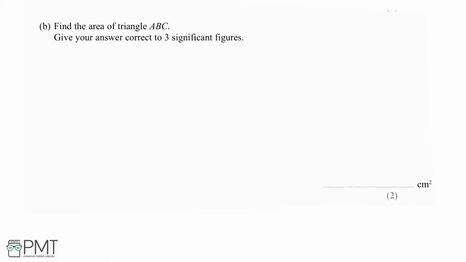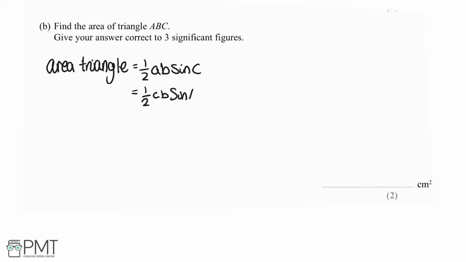Now part B says find the area of triangle ABC, and again giving our answer to 3 significant figures. So the area of a triangle equals half multiplied by A, multiplied by B, multiplied by sine C. Again, where A, B and C mean the same things as they did in the first part. However, this here is saying we need the angle big C. However, we don't have that, we've only got big A. So what we can do is shuffle around some of the letters. So we can do half multiplied by little c, little b, sine A.